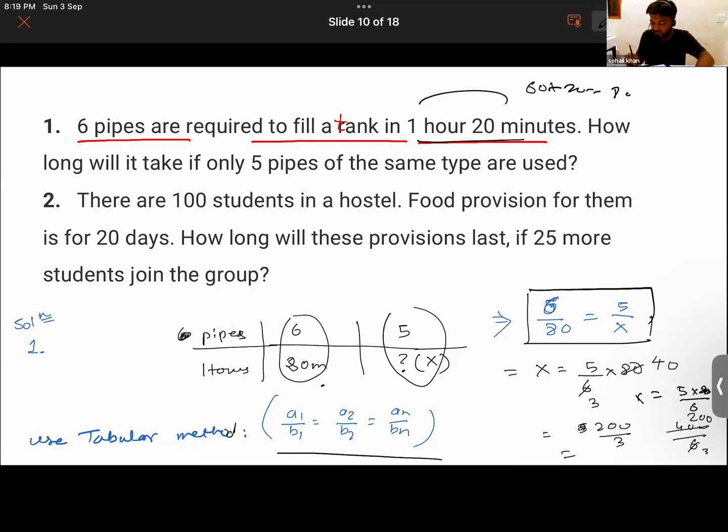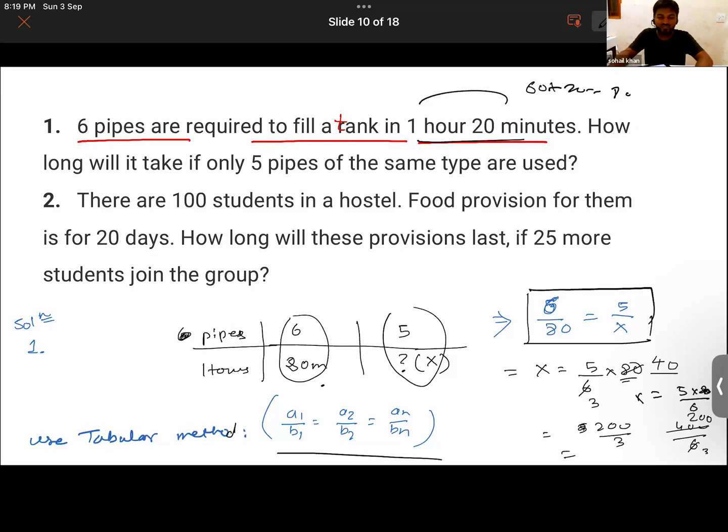Sir, how are we getting 40 here? You will be canceling it, no? 3 times 2, that is 6 here. 2 times 40, that is 80 here. Yes, 40 into 5, 200 upon 3. So the time is going to be 200 upon 3.